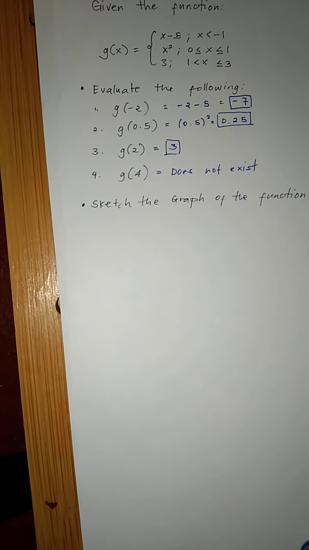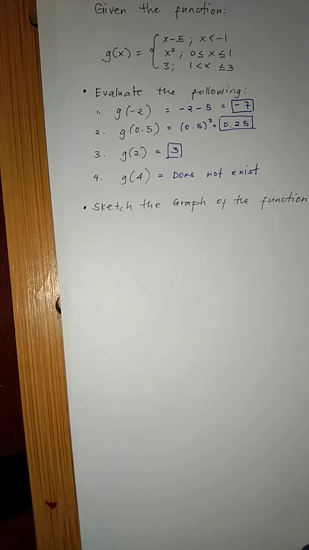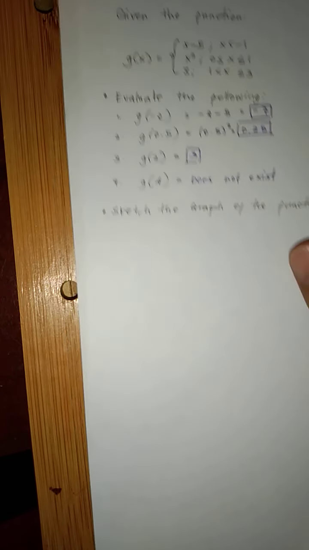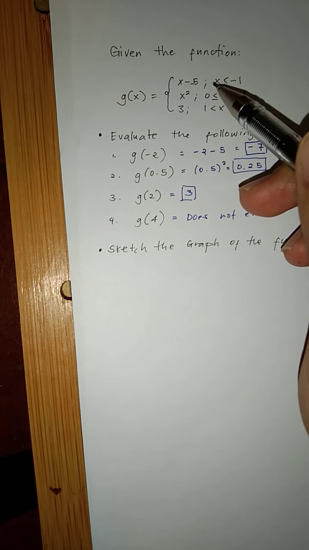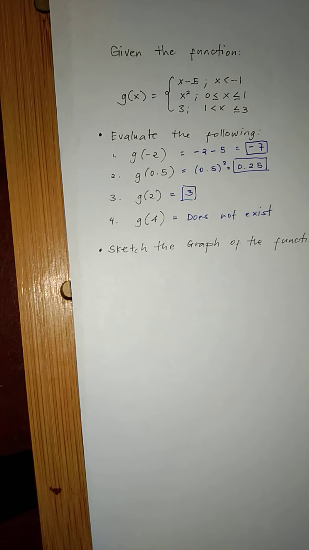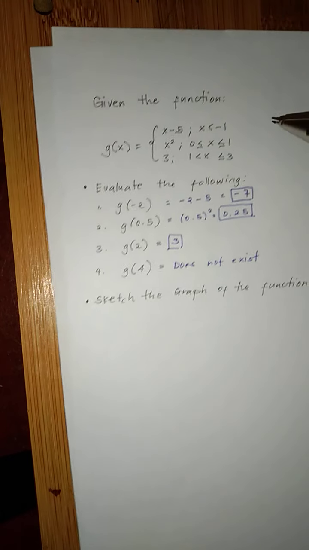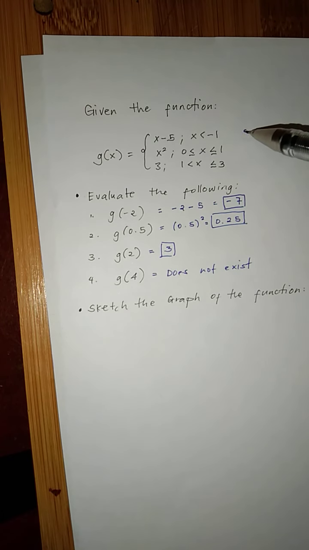Now, let's graph our function. As you can notice, this function consists of 3 different types of equations or graphs depending on the interval. So we will first discuss the 3 types of graphs that we have here in our piecewise function. Let's start off with x minus 5. This is degree 1, so we are expecting that the graph is a straight line. So let's label this one straight line.